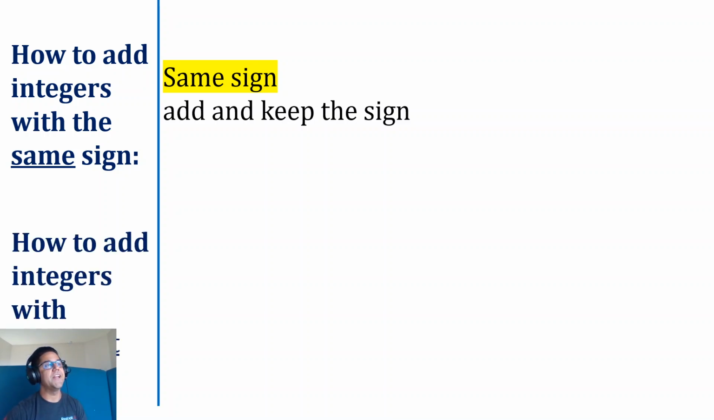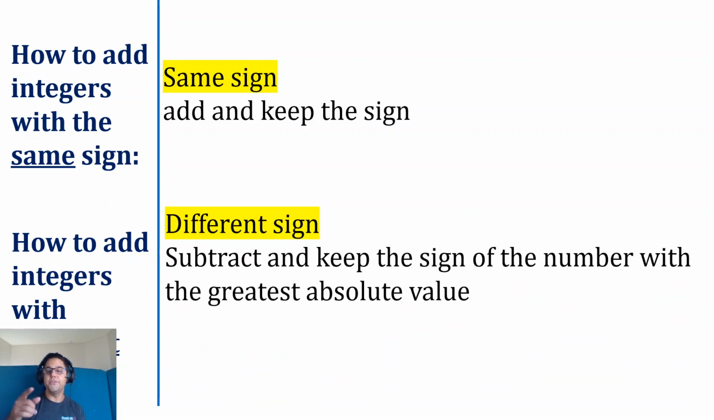It's when we have different signs that is the difficulty again. If they have different signs, you are going to subtract instead of add. And then here's the difficult part for some students. Keep the sign of the number with the greatest absolute value. Sometimes students mistakenly call it the larger number. That's not what we're going to call it. We're going to call it the number with the greatest absolute value so that we can use our correct mathematical terminology.